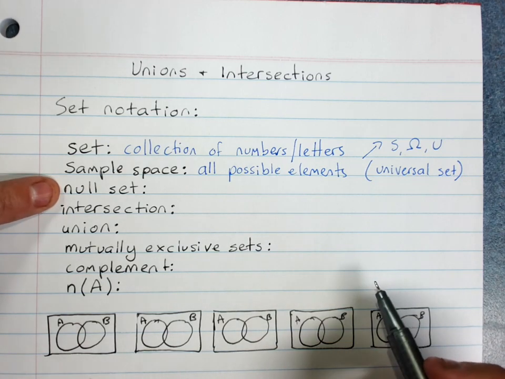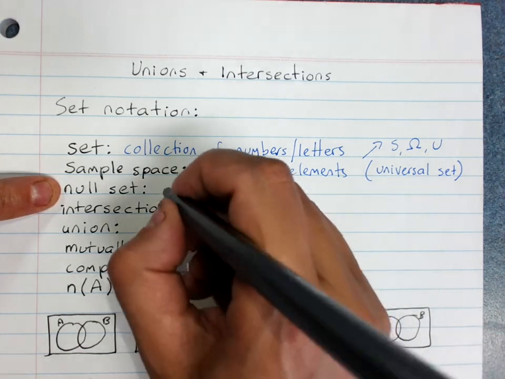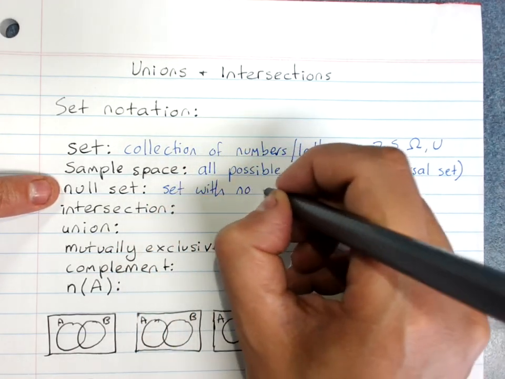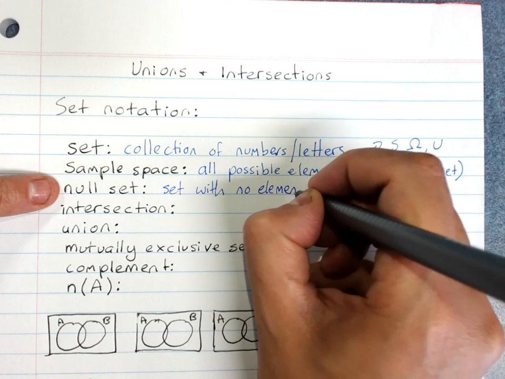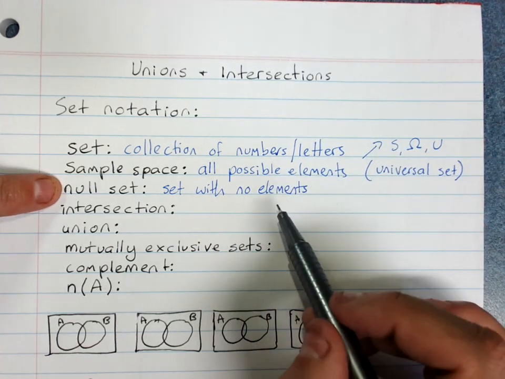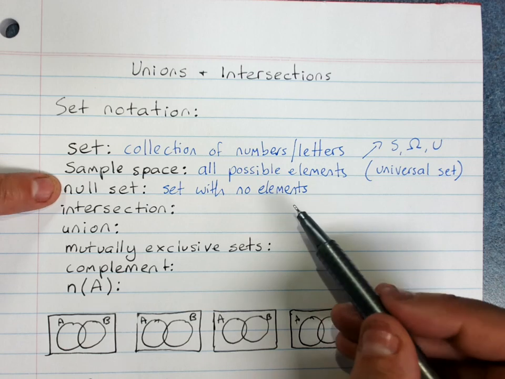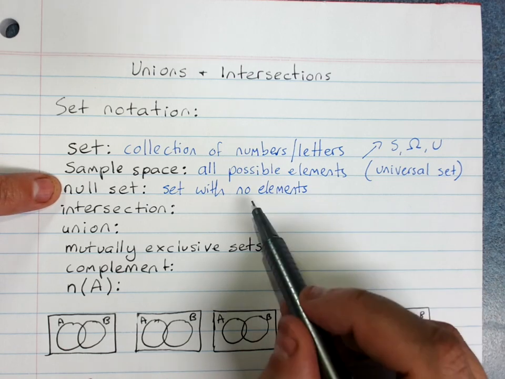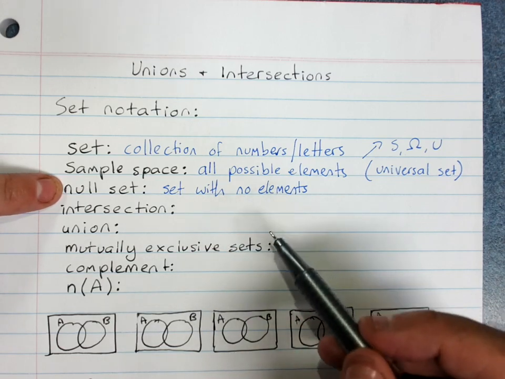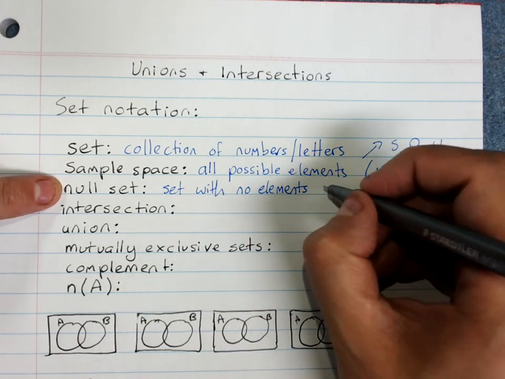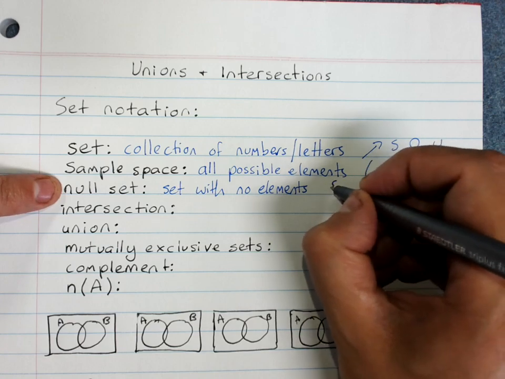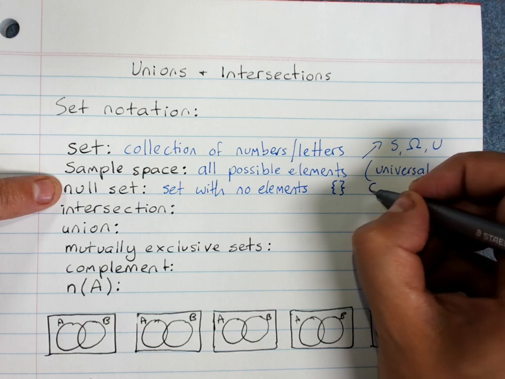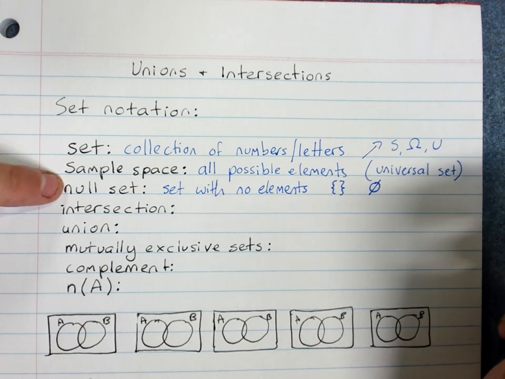The null set is an empty set. That is a set with no elements. So if I said that one set was all the odd numbers and one set was all the even numbers, the set that was both would be null. There would be nothing because there's no numbers that are both odd and even. We represent the null set either by an empty set of curly brackets or an O with a strike through it.